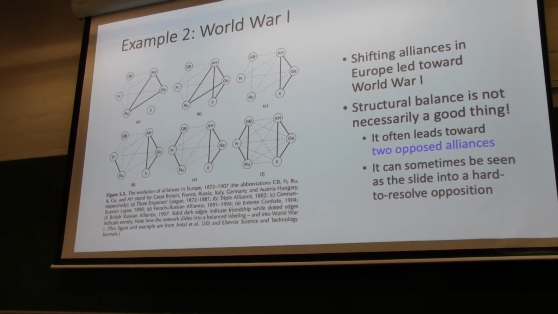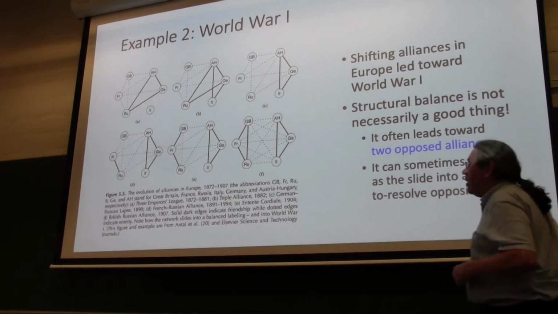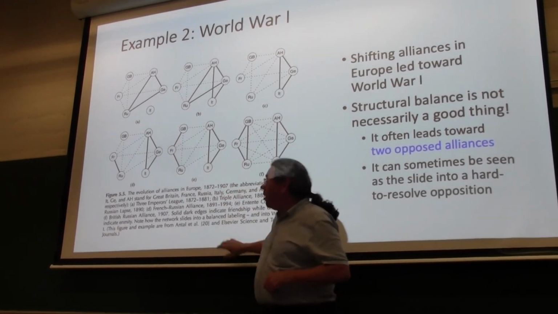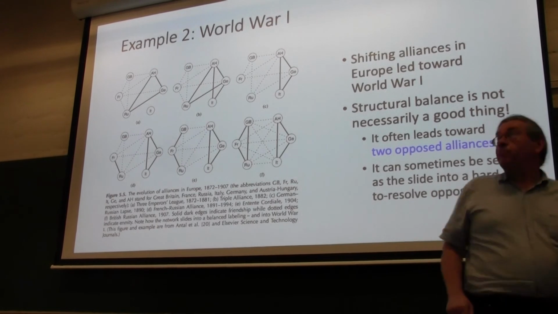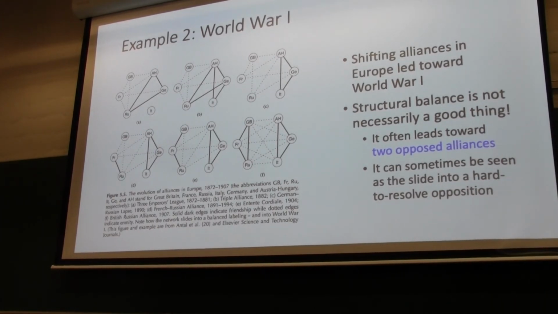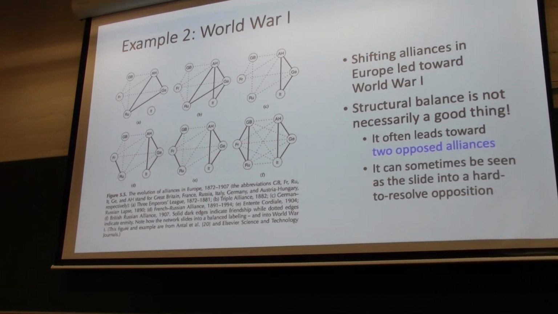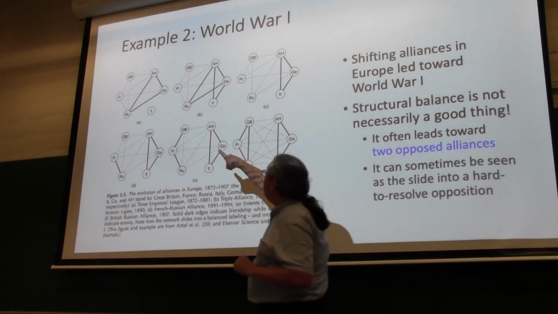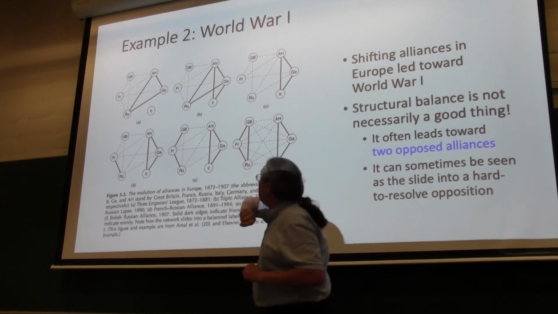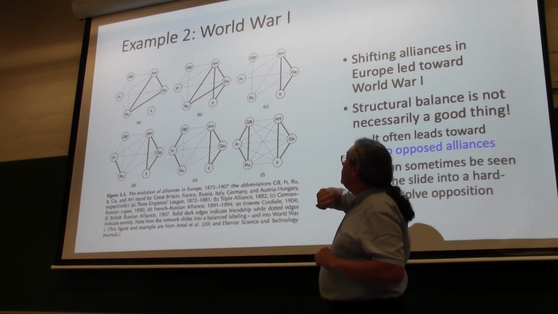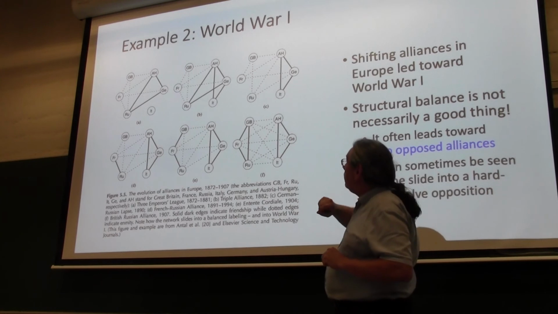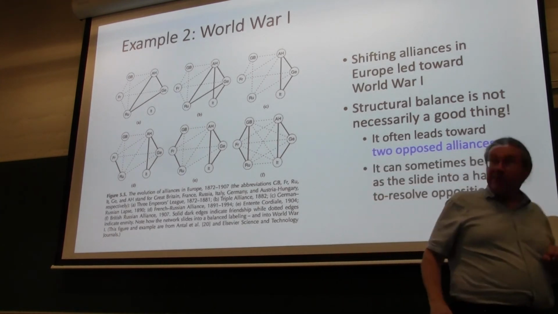This is the shifting alliances in Europe between the 1870s and the start of World War I. We have six countries here: Great Britain, France, Russia, Italy, Germany, and Austria-Hungary. Of course, you remember very well the Austro-Hungarian Empire. I'm not going to explain that. In 1872, there was what's called the Three Emperors League, a league between Austria-Hungary, Germany, and Russia. Three countries that had emperors in those days.